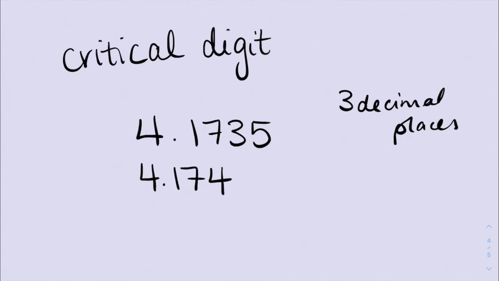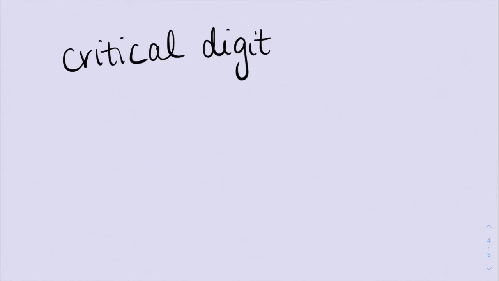Let's do another example. If I have the number 1.729 and I want to round this number to 1 decimal place, the critical digit that I'm going to look at is this 2. And we know that 2 is less than 4. So this number is going to stay at 1.7. It's not going to change to 1.8.